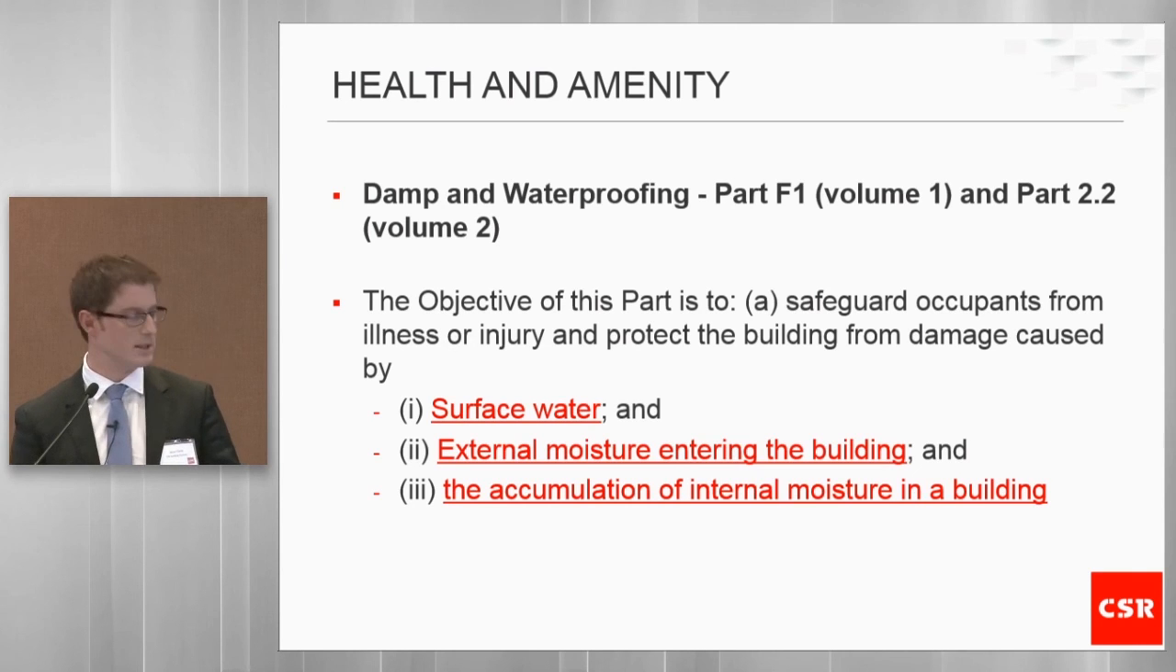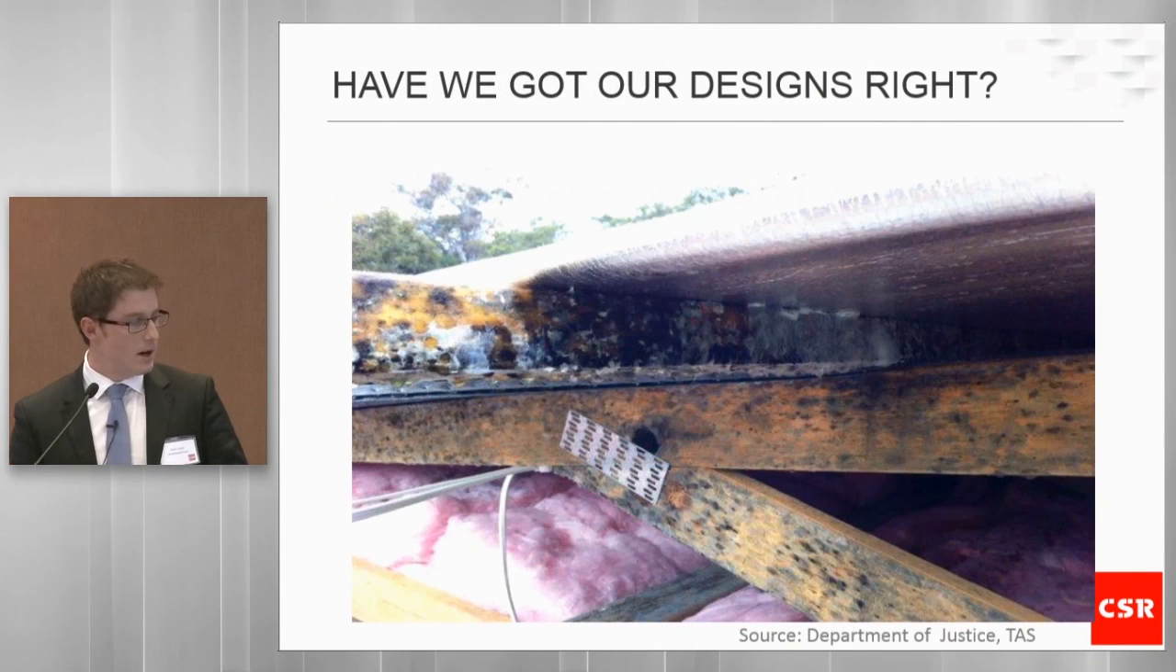More for cooler climates is the accumulation of internal moisture in a building. This can be the largest problem for cooler climates, where we have indoor activities such as cooking, washing, breathing, all expelling moisture into the indoor air. This is where it links into the air tightness and what Angus was talking about, and the accumulation of moisture in a more airtight building can be more severe. So we have to manage that internal moisture. The question is, have we got our designs right to meet these objectives in the BCA?